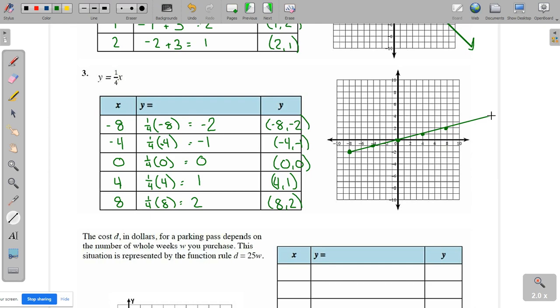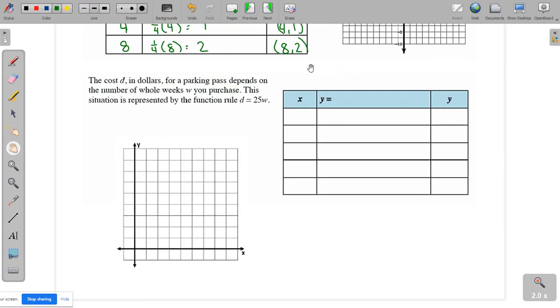Make sure you go from edge to edge, the straight edge, and put arrows on the end. Okay. Now we're going to do the same thing, but now we have a little word problem. The cost D in dollars for a parking pass depends on the number of whole weeks W you purchase. So this is going to be represented by the function rule of D equals 25W.